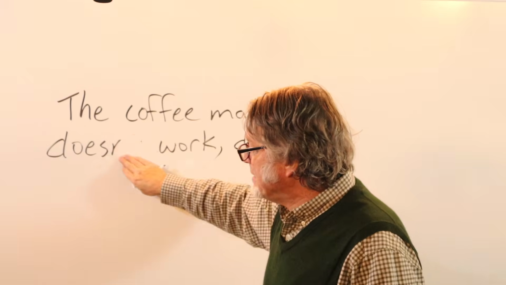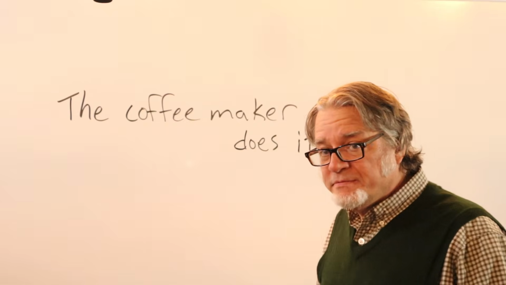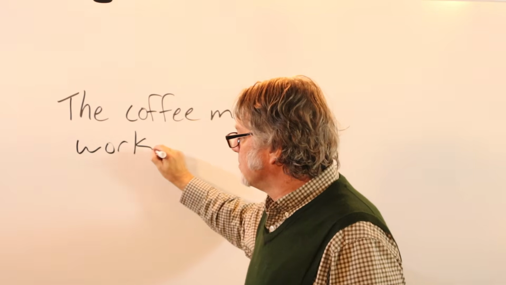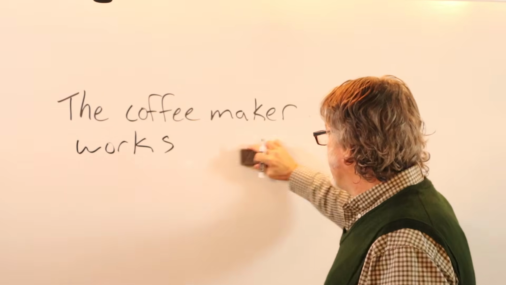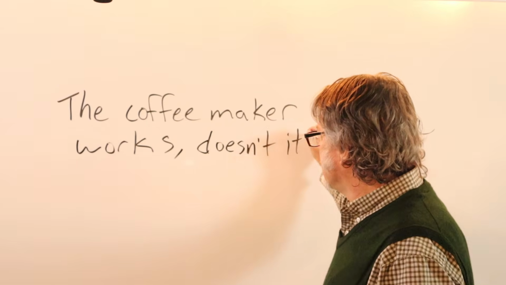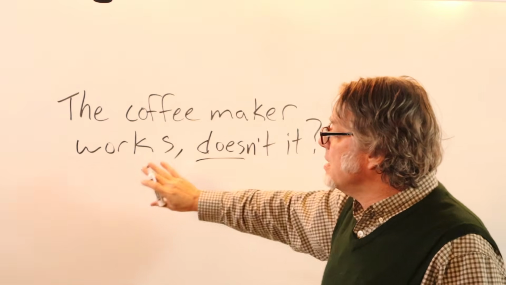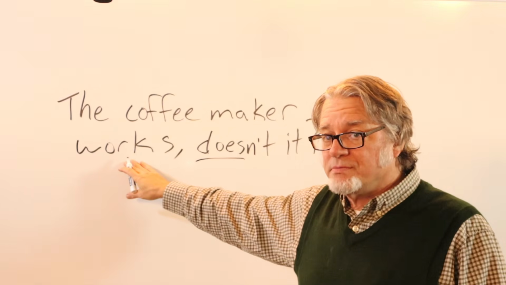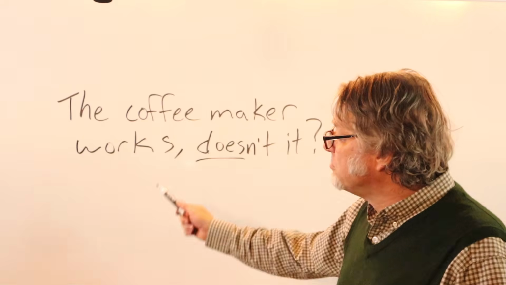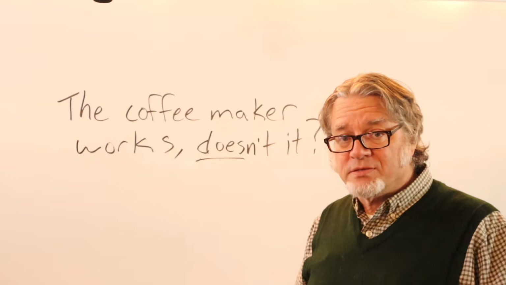Or if this is not negative and you have a present tense verb, the coffee maker works, and then the tag question becomes doesn't it? We're using does as part of the tag question because this verb is in the present tense. That's the hard part about making tag questions. You have to recognize the verb tense of the verb in the first part of the sentence.